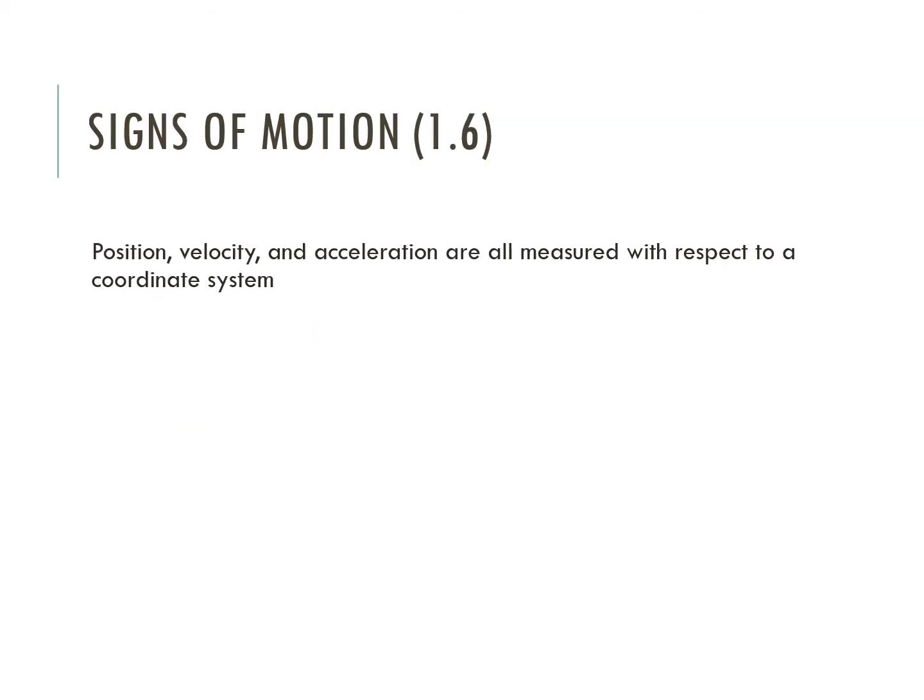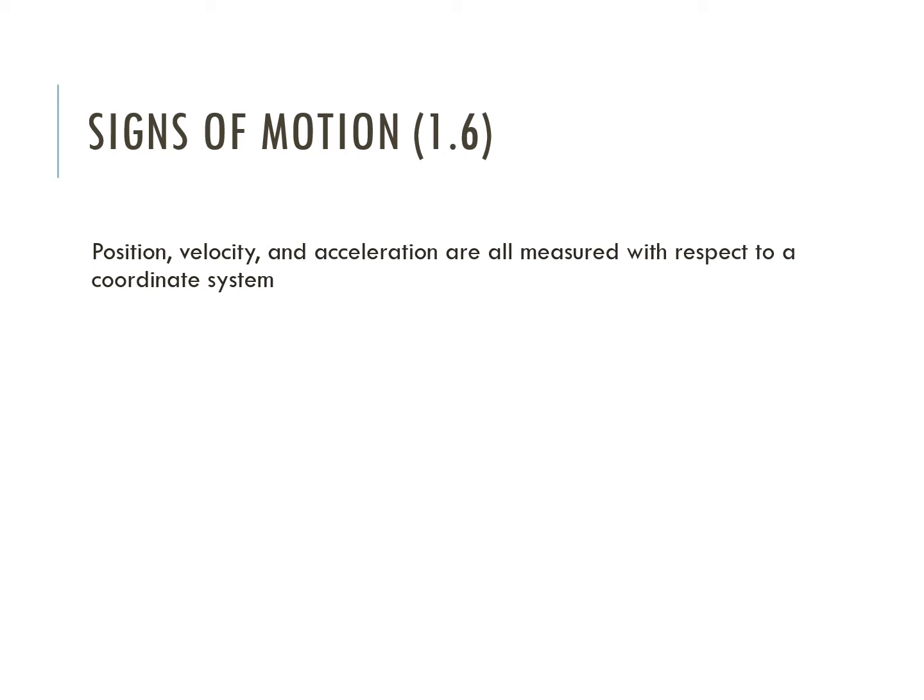So position, velocity, and acceleration are all measured with respect to a coordinate system. Now this coordinate system could be given by the question, or you can give it to that particular question. Typically we are going to want to choose a coordinate system that makes our life as simple as possible, whatever that ends up actually being.